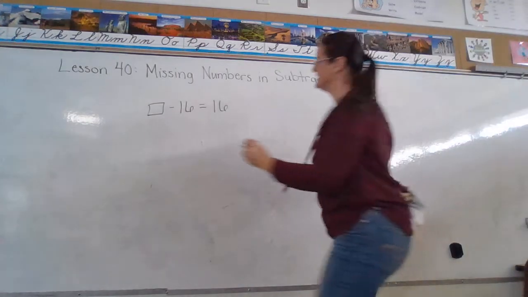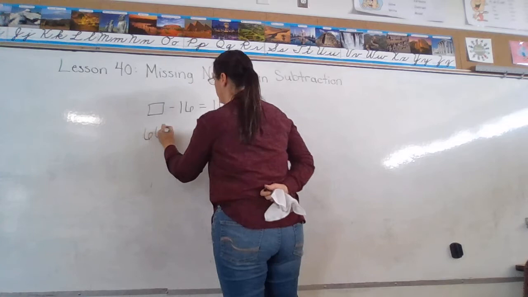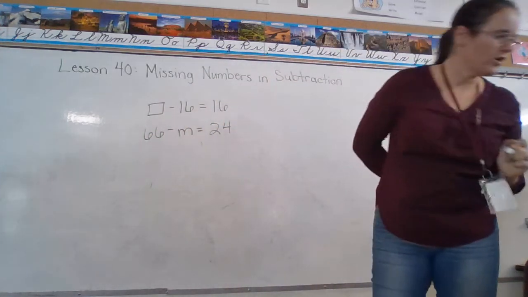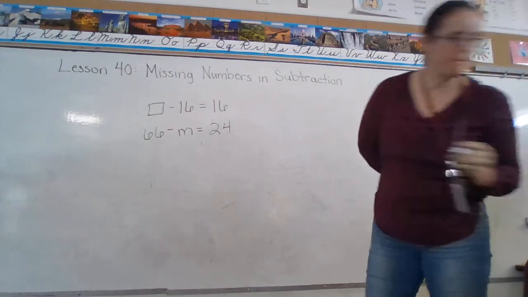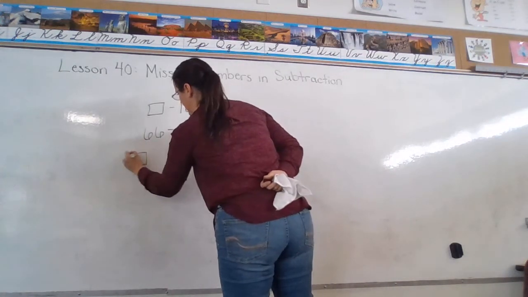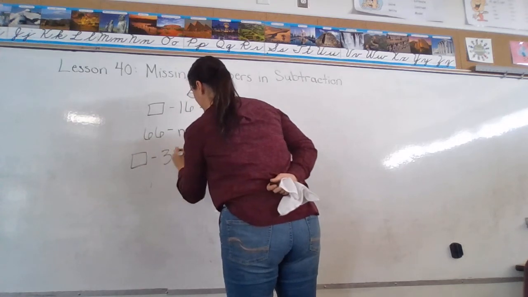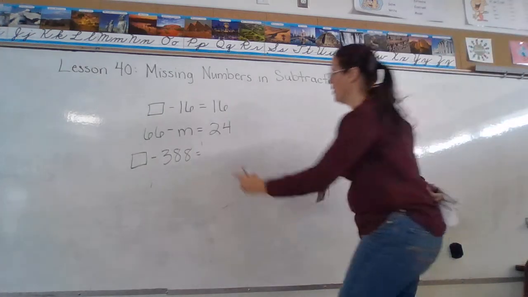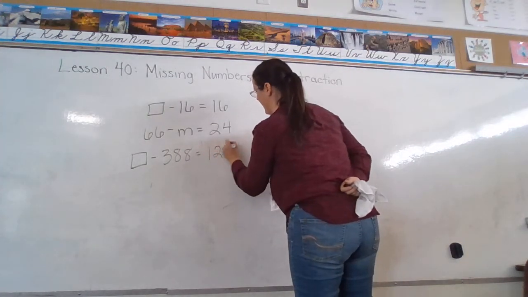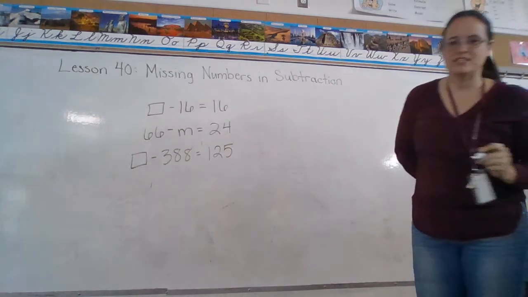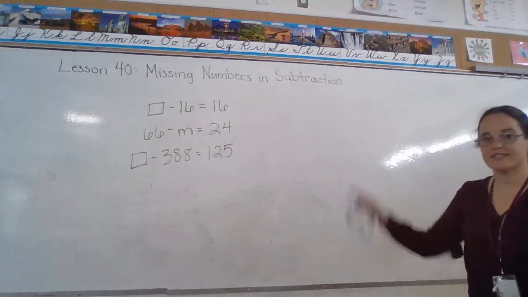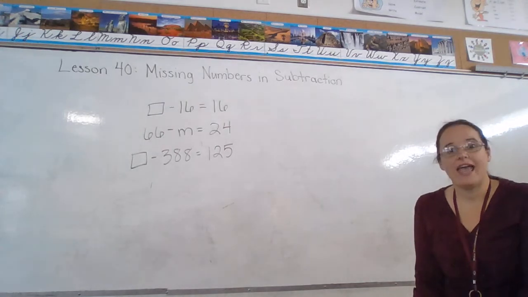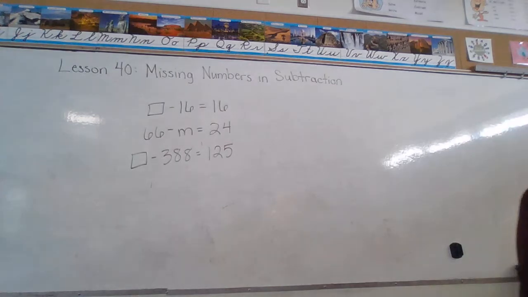Then we have 66 minus m equals 24. Then we have box minus 388 equals 125. Okay, the next one is a word problem. So hit pause, try these three on your own, hit play when you're ready to go over the answer, and then we'll do the word problem together.